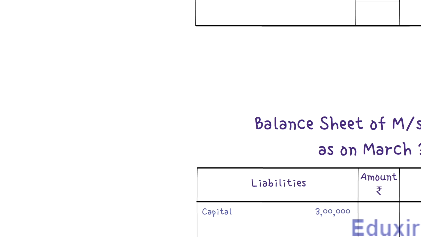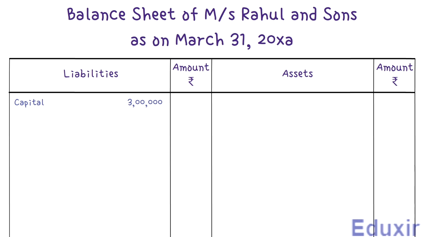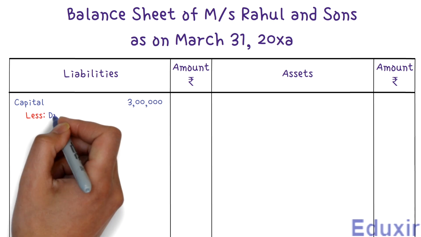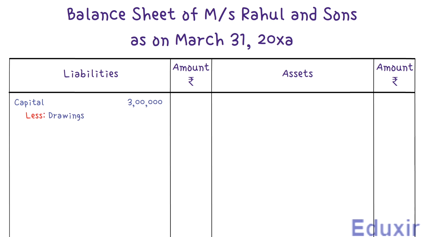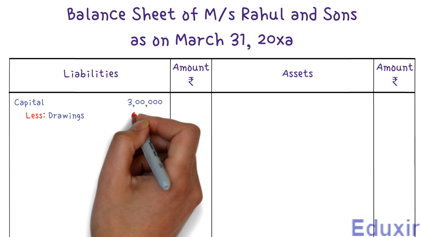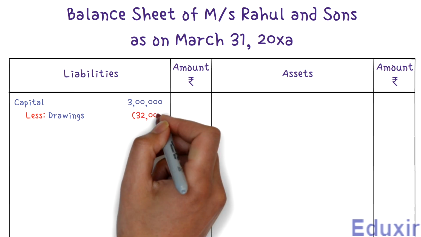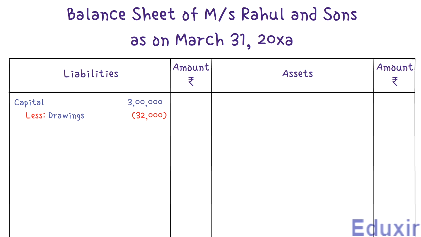Let's post this information into the balance sheet. As the drawings reduce the capital, let's write less drawings. Let's then write the drawings amount of 32,000 rupees. Note that this amount should be subtracted from the capital.